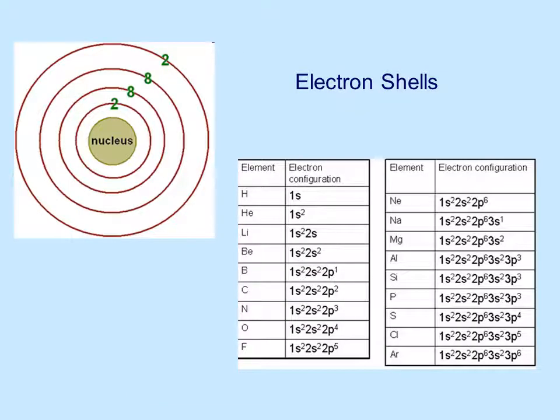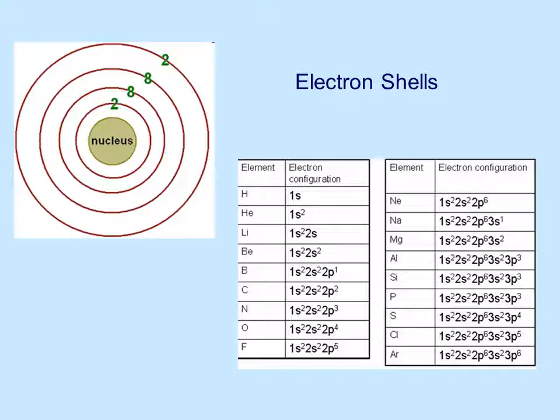Okay, here are the electron shells for the first 20 elements, and we notice that they're filling one by one. The hydrogen has 1 electron. Helium has 2 electrons in the 1s. Lithium has 2 electrons in the 1s, 1 in the 2s.